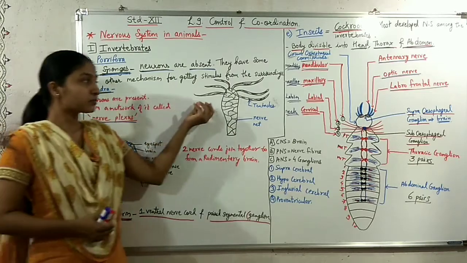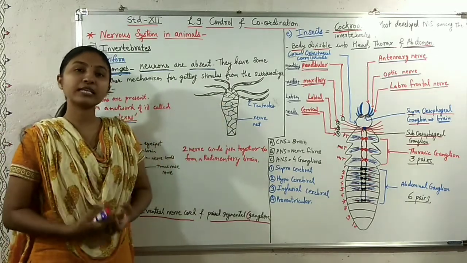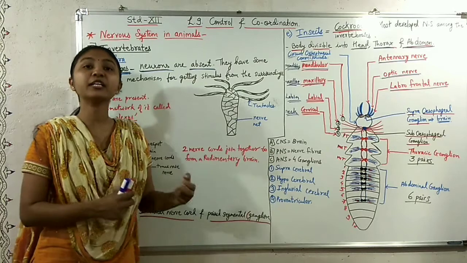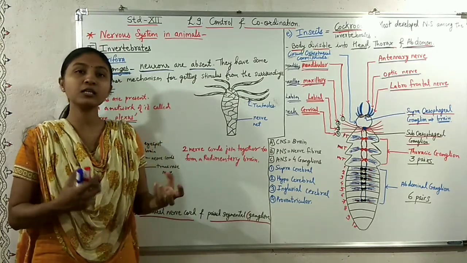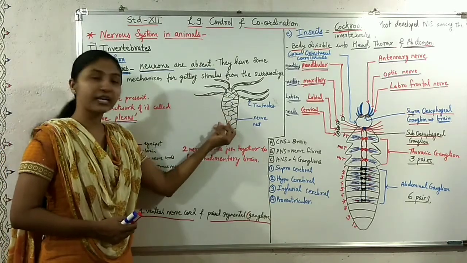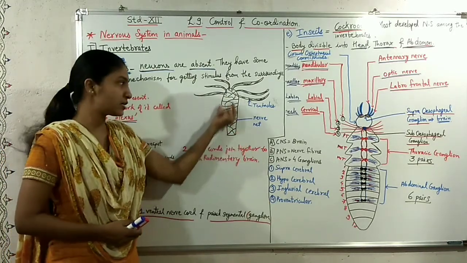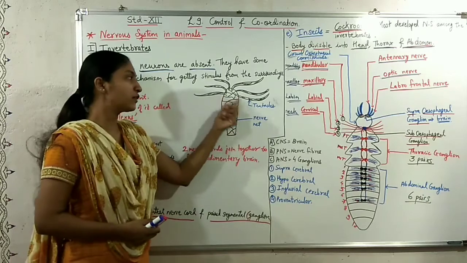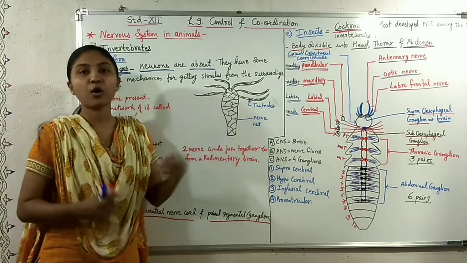Now these neurons, sensory cells and nerve fibers are interconnected with each other by the nerve fibers and the synapses, and it forms a network in the body of Hydra in this way. As you can see in the diagram, it forms a network in the body of the Hydra.